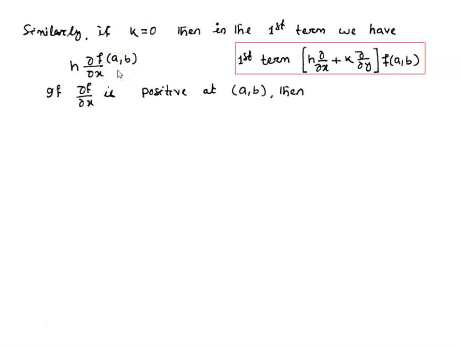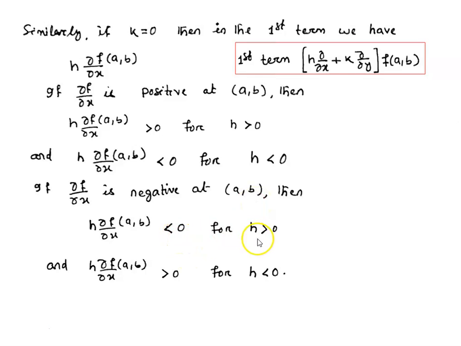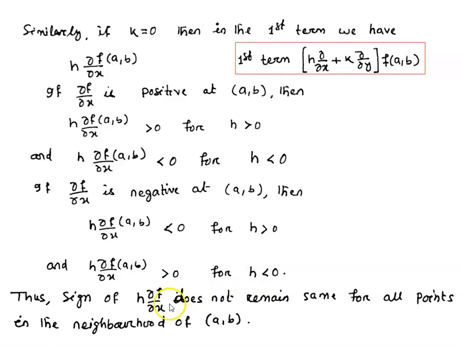Now in this case also we can see that this partial derivative of the function with respect to x is either positive or negative. If it is positive at AB, then the product h ∂f/∂x is positive if h is positive, and it is negative if h is negative. Similarly, if this partial derivative is negative at this point, then the product is negative for h positive and positive for h negative. Here also we have seen that the sign of h ∂f/∂x doesn't remain the same for all points in the neighborhood of AB.